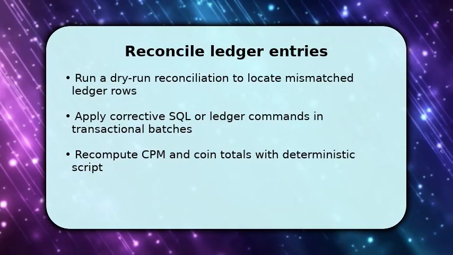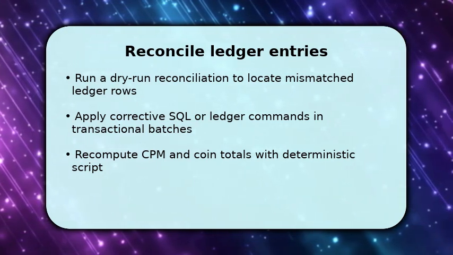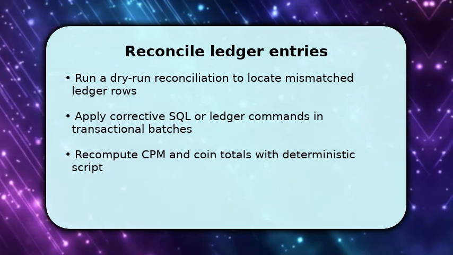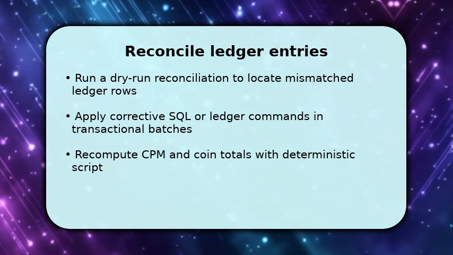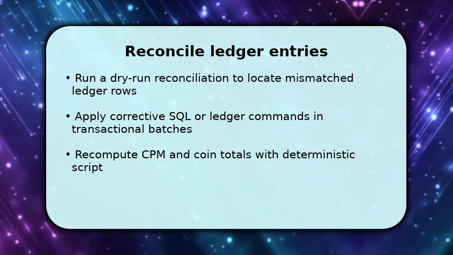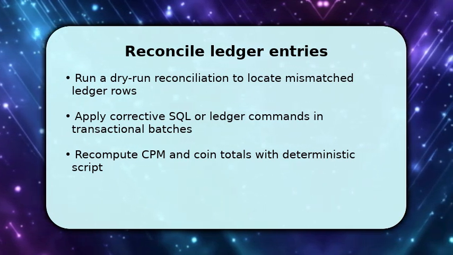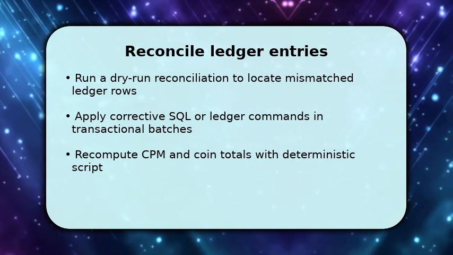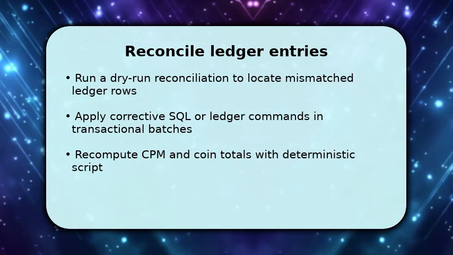You now run a dry run reconciliation script that compares account ledgers to transaction history, which reveals duplicate reversals or missed credits causing negative CPMs. Then, apply corrective SQL updates or ledger commands in small transactional batches so you can roll back on error. Once those rectifications are staged, execute a deterministic recomputation of CPM and coin totals to propagate corrected values. This prevents rounding drift. Make sure to log every change and pause between batches to monitor system health.